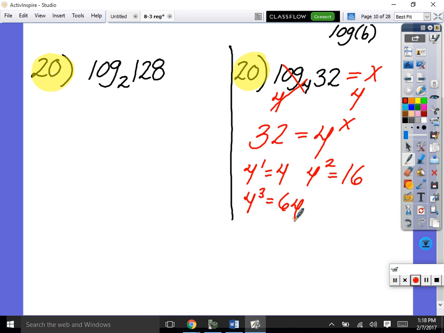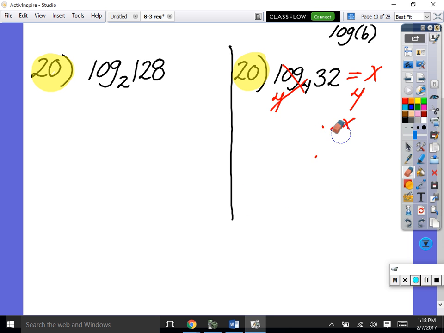Do you see how none of our powers are ever going to put us there? So this means that for x, it's not a pretty answer. It's not a straightforward answer. So we would want to be able to use our calculator to solve this for us. So I'm going to erase. We would not solve this one this way. We tried, which was a good try, but it didn't work.